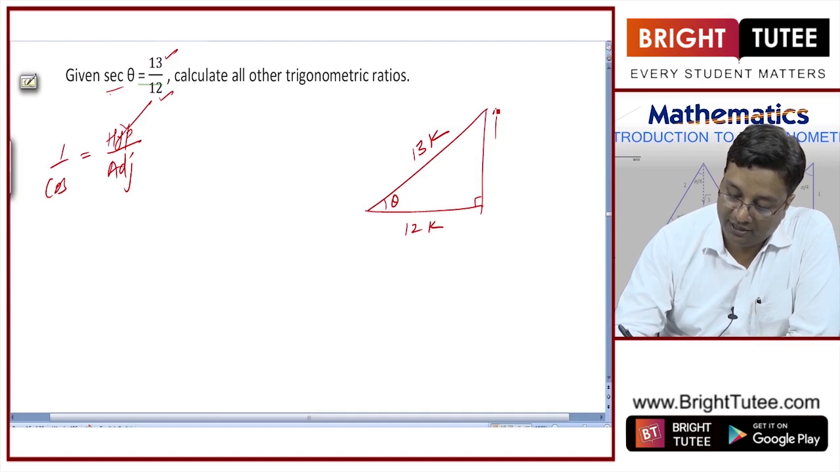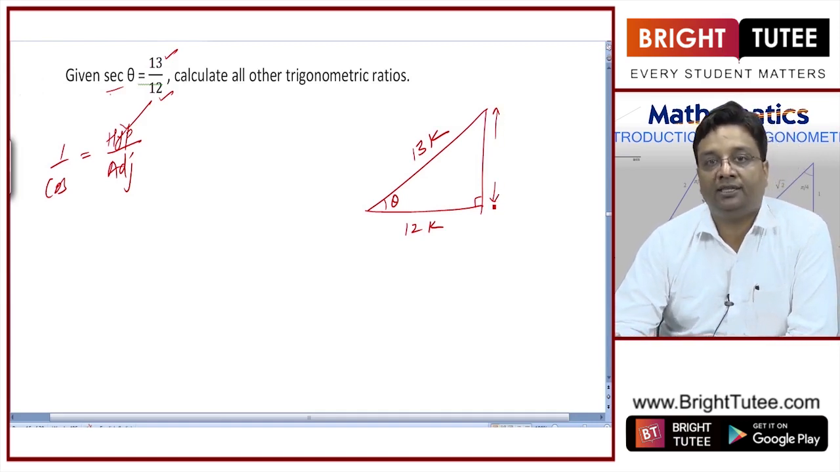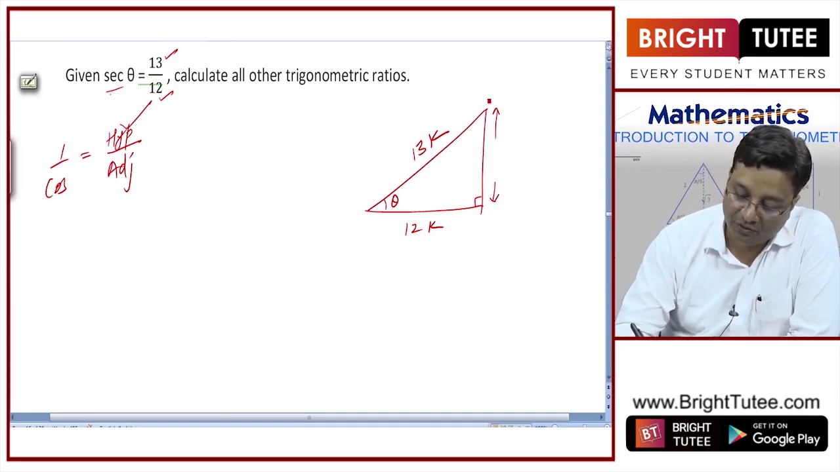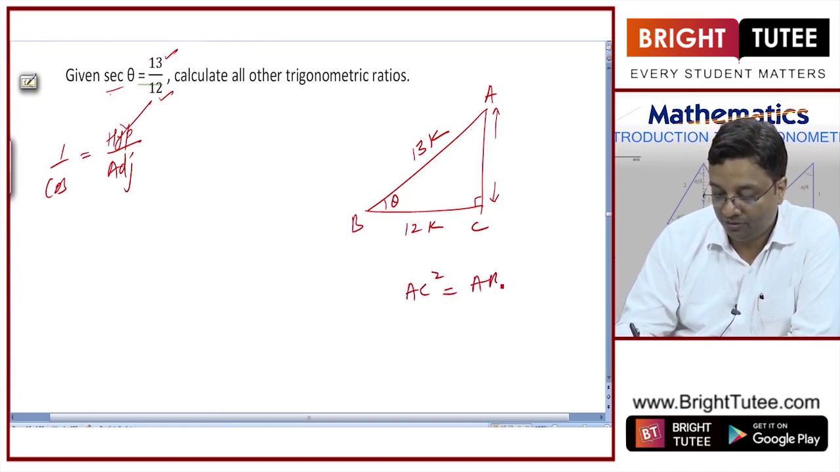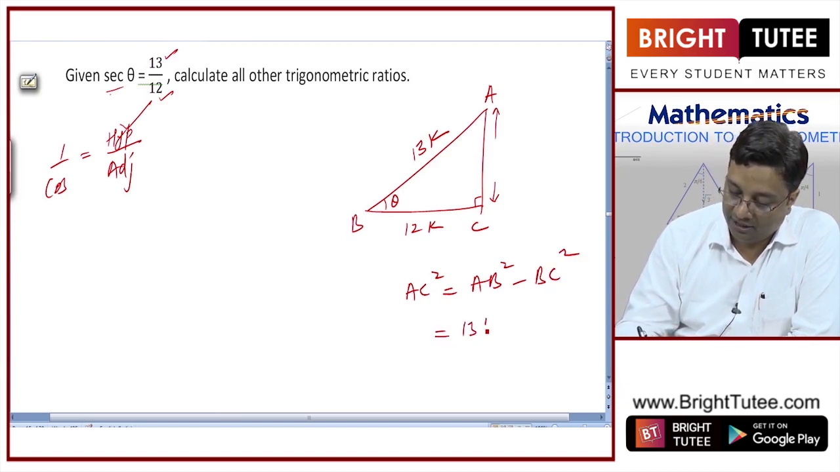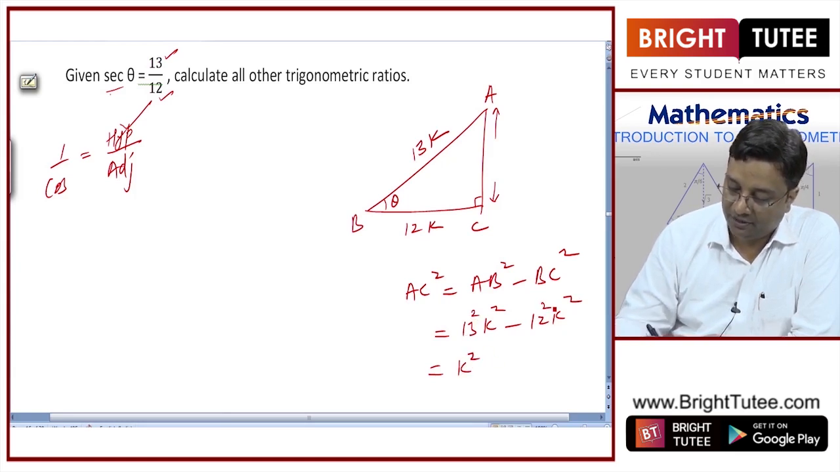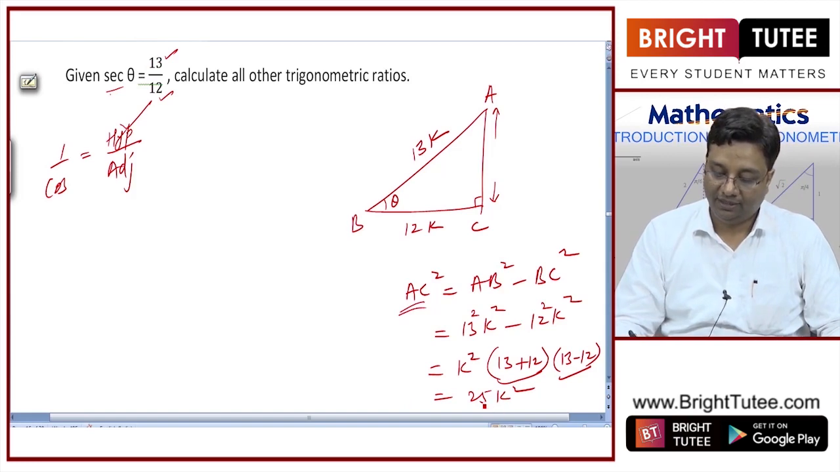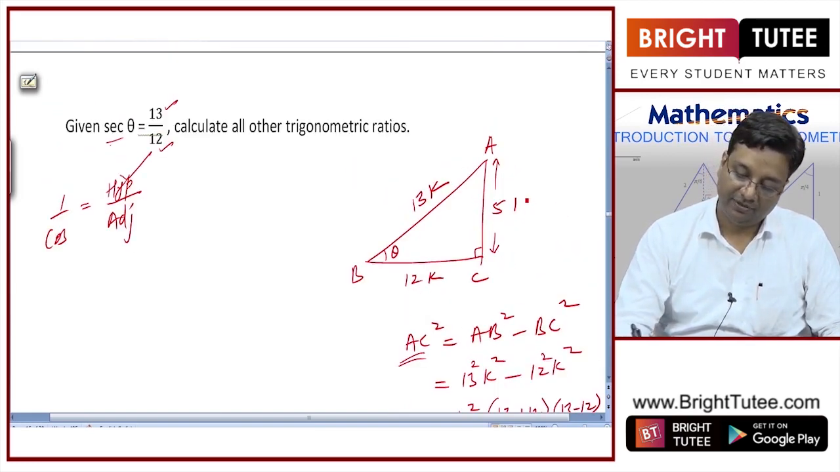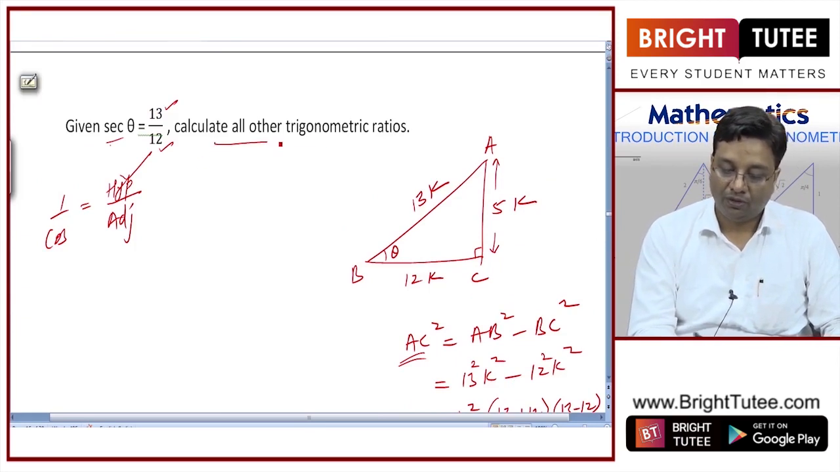Okay, so we just need to find the third side here, and then we can find all the other trigonometric ratios very easily. So what is the third side here? Side AC square is equal to AB square minus BC square, which is equal to 13k square minus 12k square. K square can be taken as common, right? 13 square minus 12 square, a square minus b square can be written as 13 plus 12, 13 minus 12. This is 1, this is 25k square, right? So AC is obviously 5k. So I can write it as 5k.